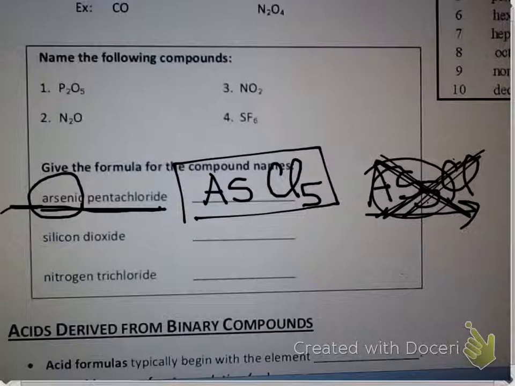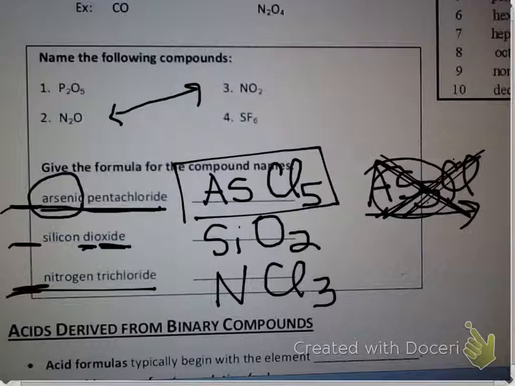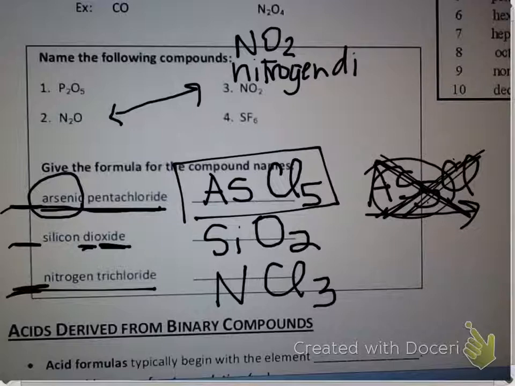Alright, silicon dioxide. So silicon is Si. We only have 1 because there's no prefix there. And then it says dioxide. So we've got oxygen, and we've got 2 of them. Nitrogen trichloride. Nitrogen. No prefix, so just 1 nitrogen. Trichloride. 3 chlorines. Let's come up here and look at these two and name them real quick. What is NO2? NO2 is nitrogen dioxide.